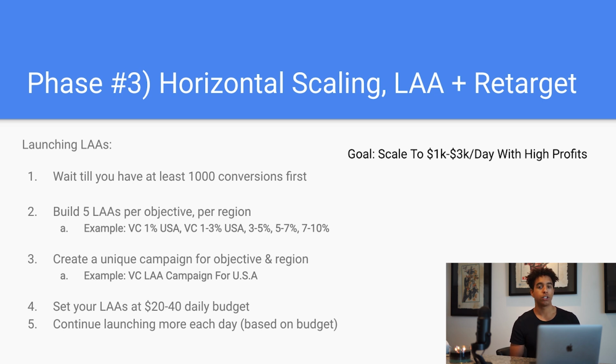For example, you could do view content 1% lookalikes targeting the USA, and then all the way up to 7 to 10%. You can see how we do the percentages here. I like to build 5 lookalikes inside of that campaign, and I also like to separate it by region. Some people don't do this, but this is what I like to do because it's more organized. And from there, you're going to have a new campaign that is having these lookalike audiences in there, and it's specifically targeted towards a region.